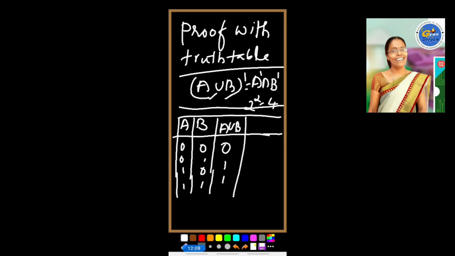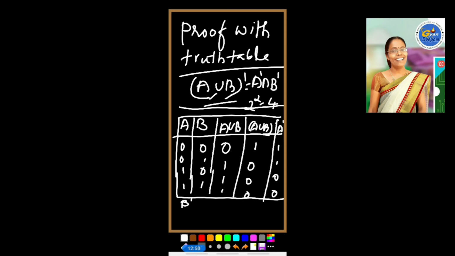Okay, so A union B means logical addition. A plus B, 0 plus 0, 0 plus 1, 1 plus 0, 1 plus 1. So 0 1 1 1 is the result of A union B. Then A union B whole complement means negation of this one. Just invert the value. 0 means 1 and 1 means 0. So 1 0 0 0 I got for A union B whole complement. Then I have to find out A complement. Just invert the values: 1 1 0 0. Then I have to write B complement.